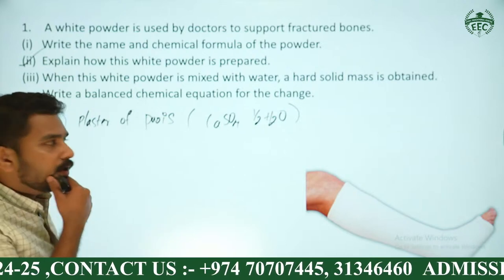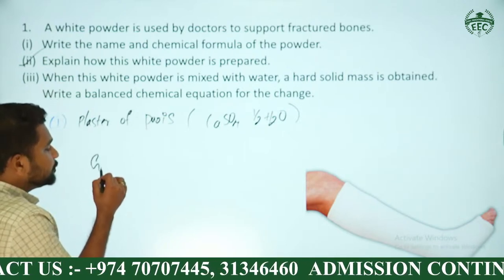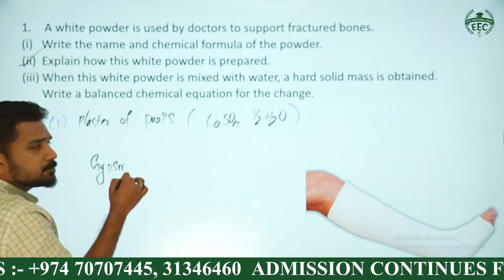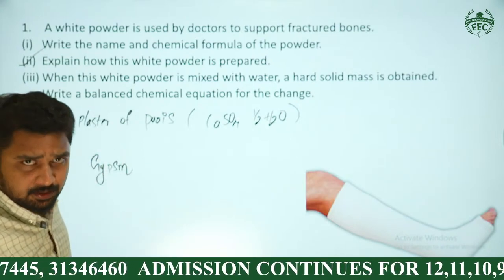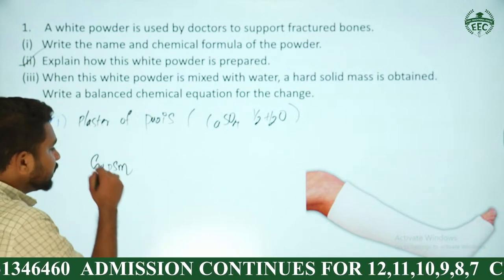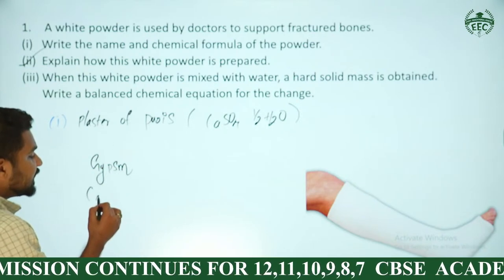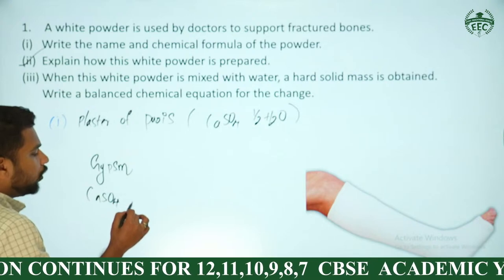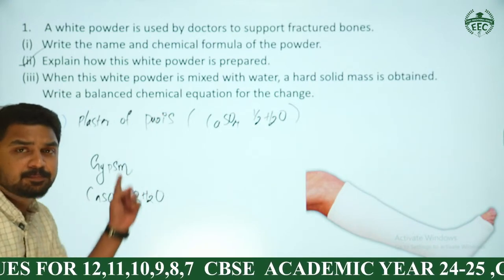So how is this prepared? You can prepare it from gypsum. You know gypsum? It is also used in the preparation of cement. Gypsum has the formula CaSO4.2H2O. You know the difference between plaster of Paris and gypsum?